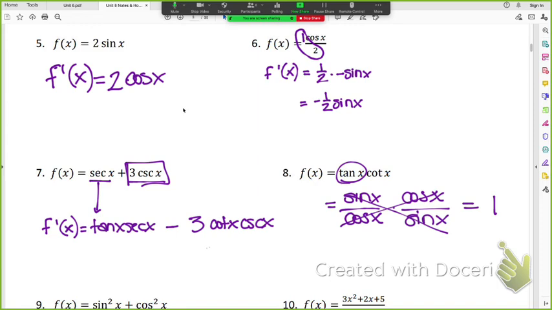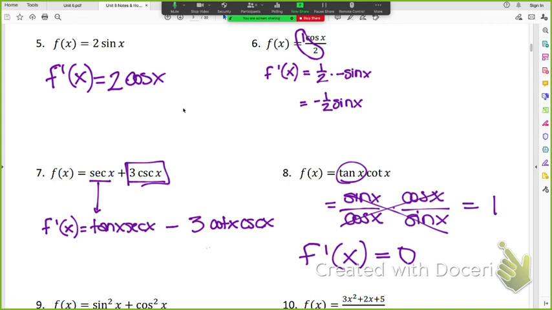So what we've just found is the function simplifies to 1. What is the derivative of 1? 0. Okay. So sometimes you can simplify first using algebra. It's easier.